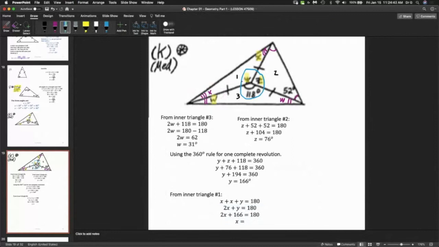Some of you might be thinking that triangle number 1 and triangle number 3 are the same triangle, but they're not, because the angle here was 118, but y was 166. So they're 3 separate triangles, and it's very important that you mention that, because don't assume anything. Yeah, x is 7 degrees. Thank you for completing that for me, people.